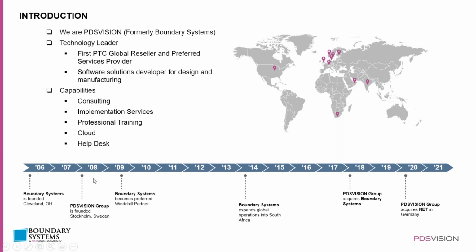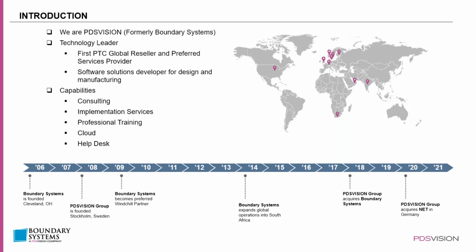So I do want to take a second and talk about the timeline, how we got here. We were founded in 2006. PDS Vision Group was separately founded in Sweden a couple years later. In 2013, we expanded to South Africa. So we can see the South Africa pin on the map. We expanded to Boundary Systems South Africa. They're still going strong. In 2018, we joined the PDS Vision group of companies. So that includes all of these pins on the map.